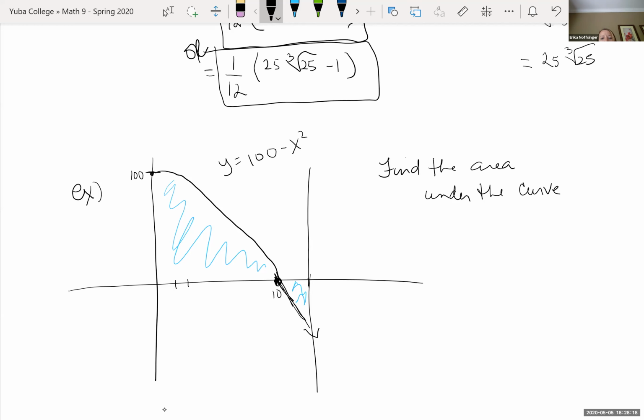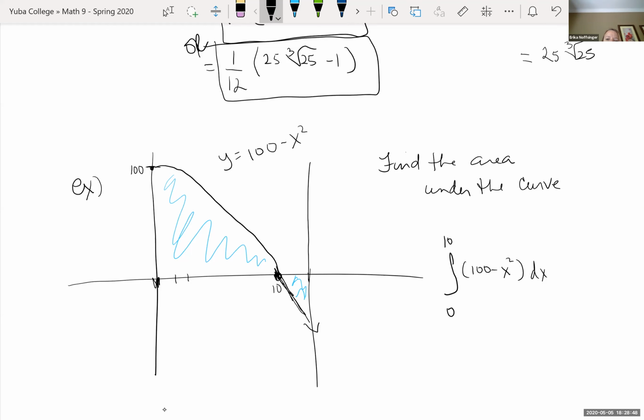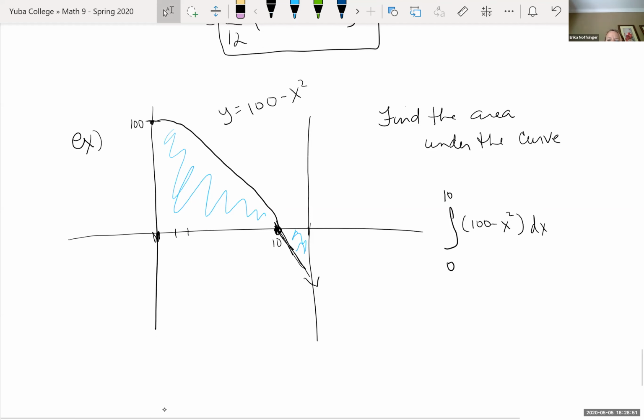Okay, so we can break this down. We know that the area above the curve is, when we look at the integral, we can look at the integral from our x values, the bounds, from 0 to 10. And so we have this integral from 0 to 10 of our function, which is 100 minus x squared, and then we put dx. We want to add the area underneath the curve. The problem is that the area underneath the curve is going to give us a negative result.